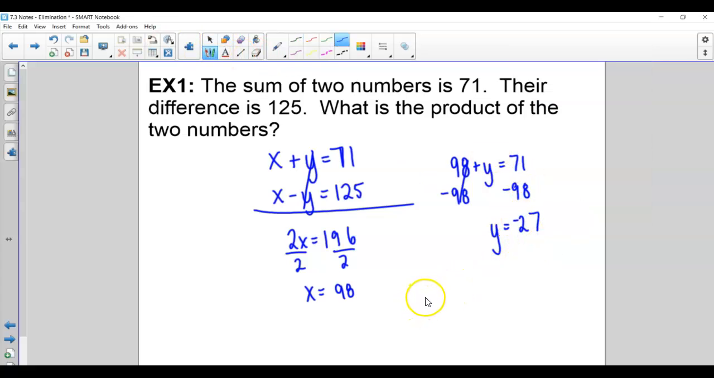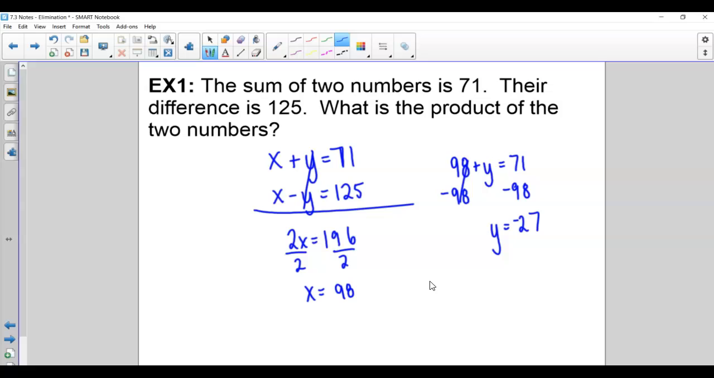Okay? So, now, notice what they did here. What's the question asked for? Product of the two numbers. If they give you a question like this, multiple choice, they will almost always do that.